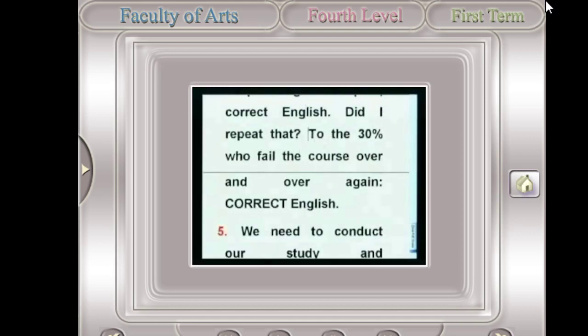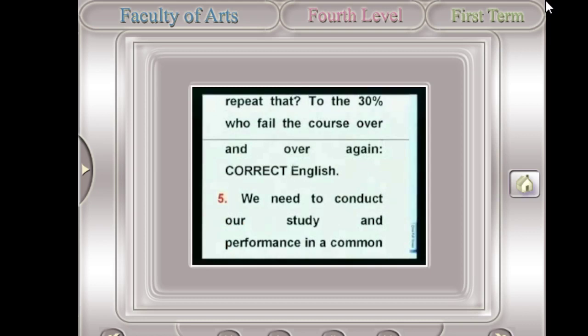Now, some people who take this subject study it alone at home, they simply browse some books, look quickly here and there, and sometimes listen to lectures like this one. They do not write. And so we say 30% who fail the course over and over again, some people do that, they don't have correct English.